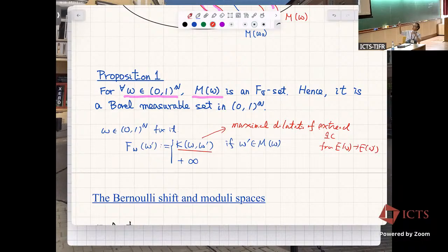So if omega prime belongs to the moduli space of omega, then there exists a quasiconformal mapping from E omega to E omega prime. We consider the extremal quasiconformal mapping. That means it has a minimal dilatation among such quasiconformal mappings. There are a lot of quasiconformal mappings, not unique. So we take the extremal one, meaning the maximal dilatation is minimal. It exists, and so this f omega is a function from the space to one to infinity, and we can show that this function is lower semi-continuous.